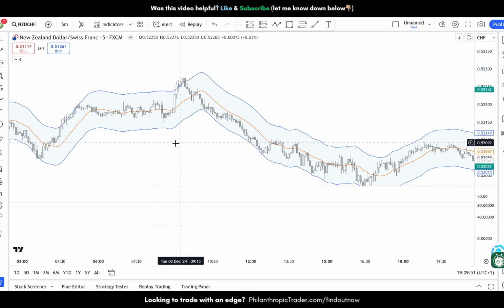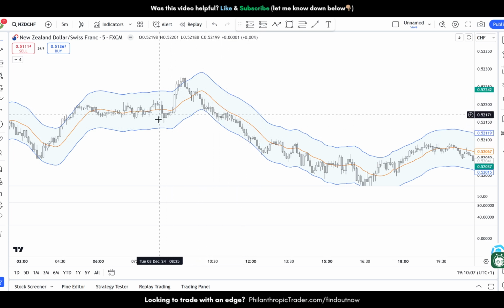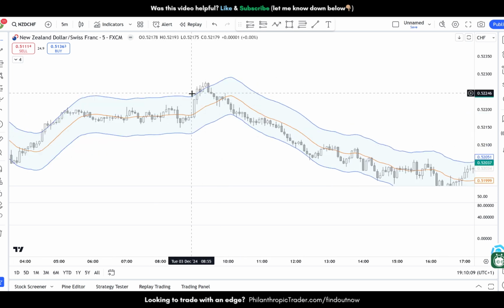But how you can trade this, of course, as I mentioned, you can just look at the bands of the envelope indicator. If it points downwards, you can just take sell trades, but you can also scalp when price crosses the band over here.